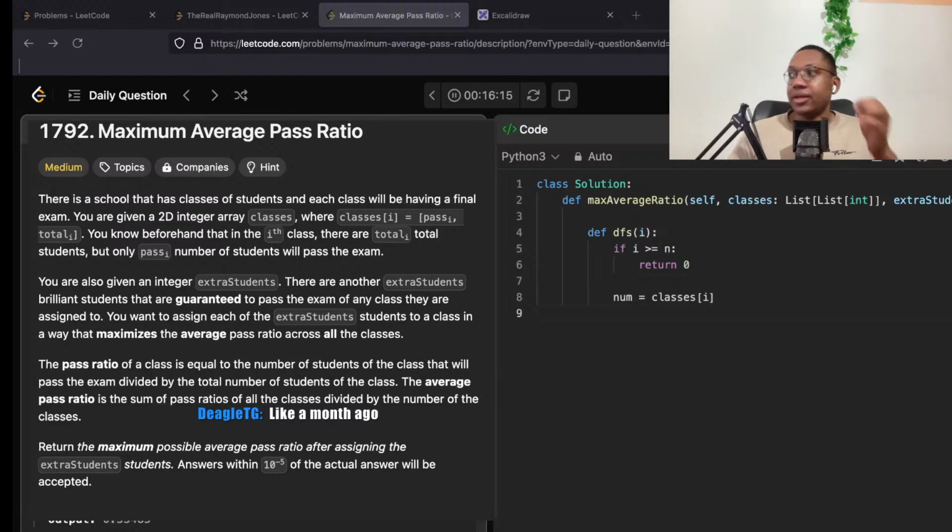What's the difference between Code Forces and LeetCode? Code Forces is generally the same as LeetCode, but the problems are harder than LeetCode, like by a mile, like by far.